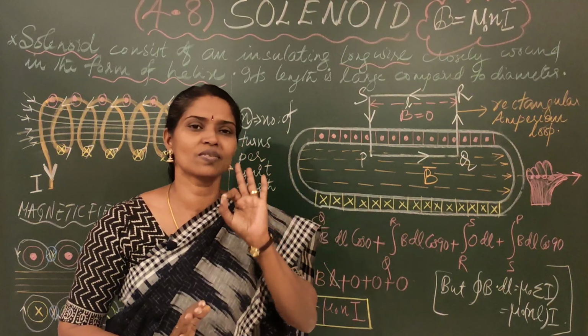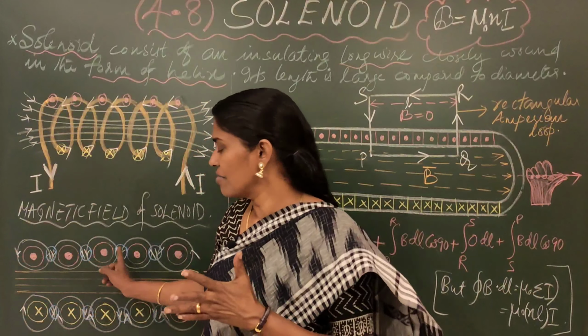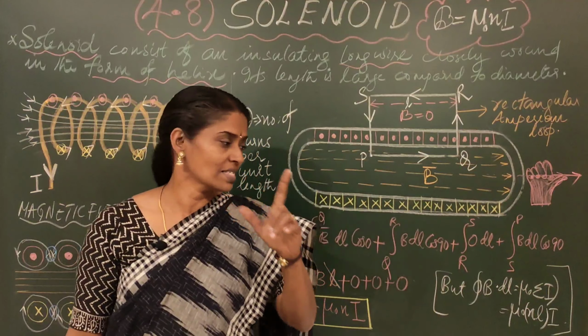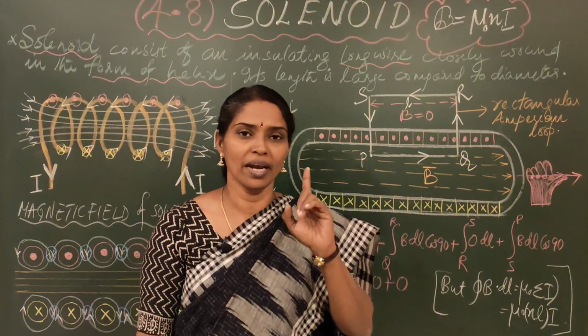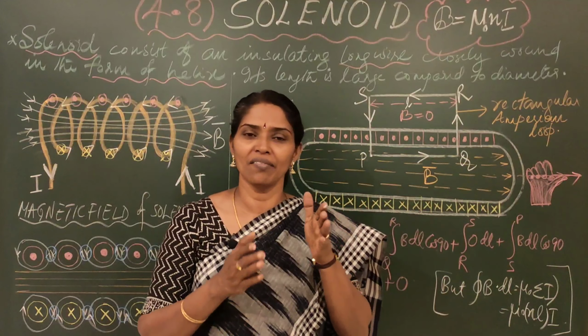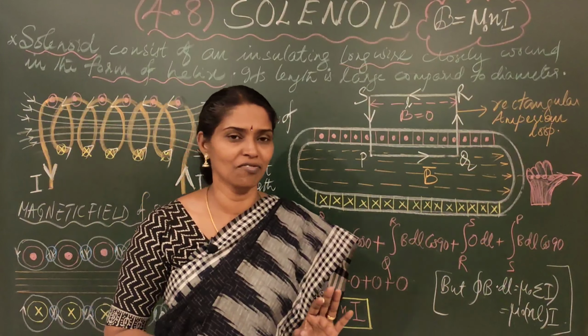So we have discussed three things. What is a solenoid? Outside you don't have any magnetic field. Inside you have a magnetic field whose value is mu 0 nI. And we have used Ampere's circuital law to find out the magnetic field.